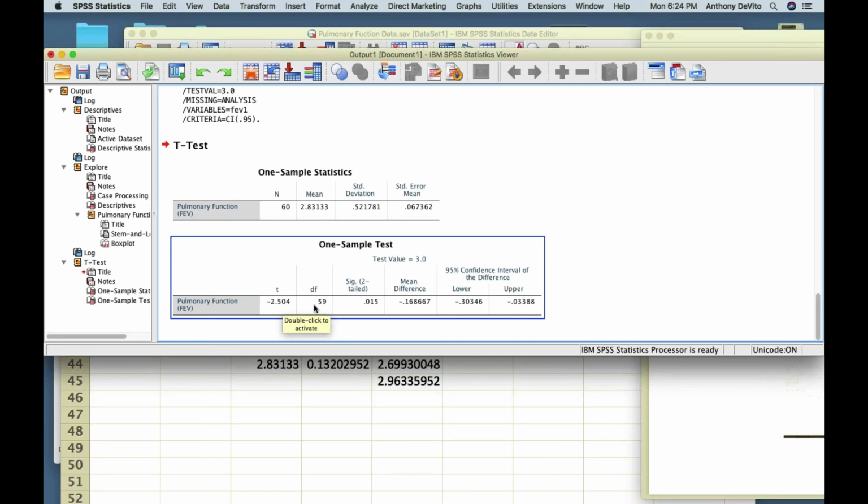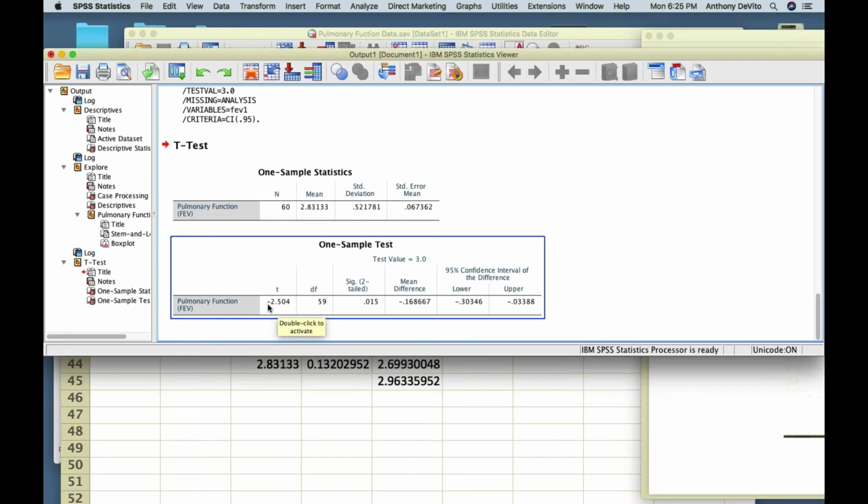I happen to remember that the t-score for 95% confidence for this number of degrees of freedom was 2.03 something, and this is larger than that, right? We don't worry about the sign. This is larger than that. So the t-score is large enough, bigger than our critical value of t, that 95% confidence value for t.